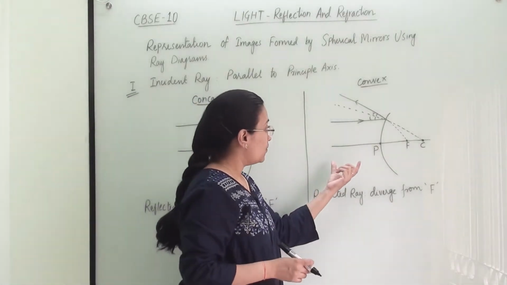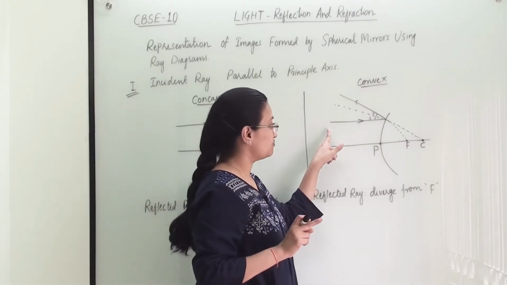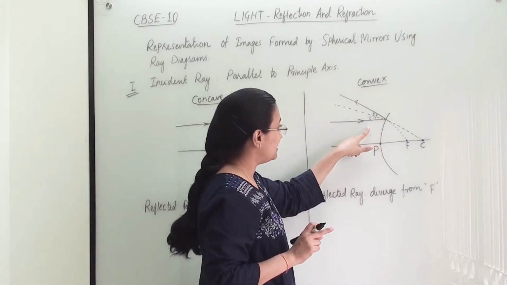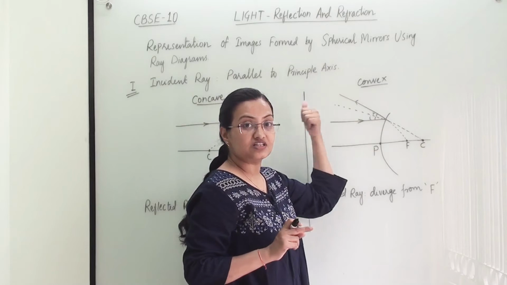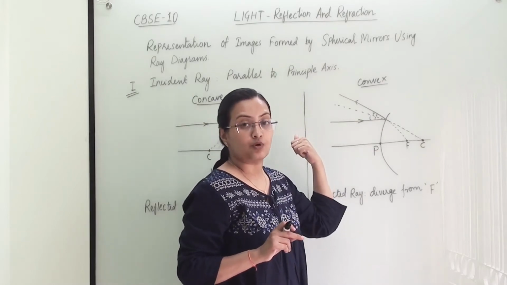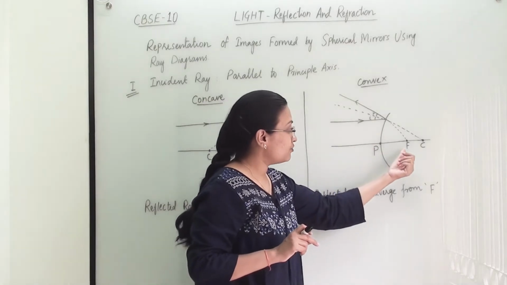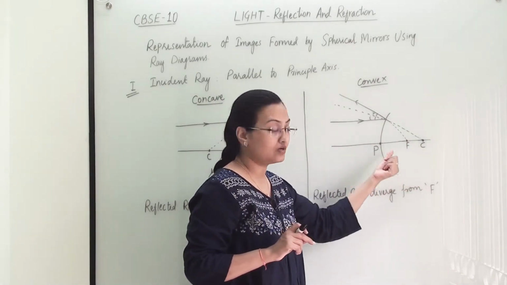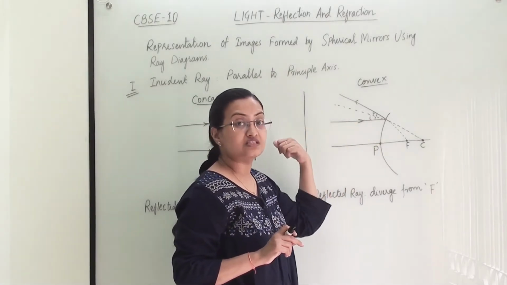Second case, when a ray parallel to the principal axis falls on the convex mirror's reflecting surface, it appears that it will diverge from the focus point. That means this focus point is behind the mirror, but the reflected ray will diverge somewhere else.